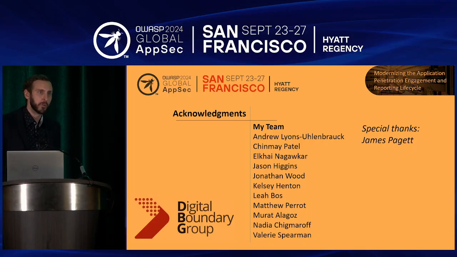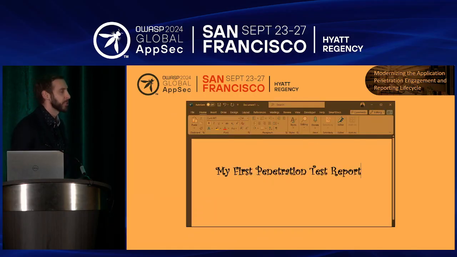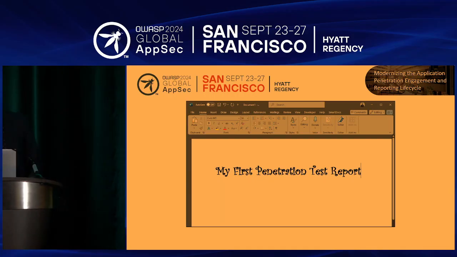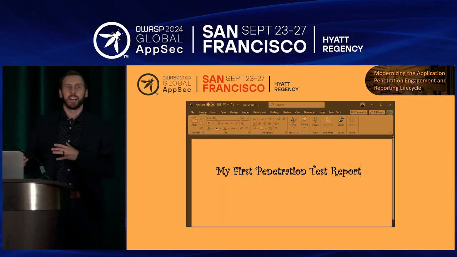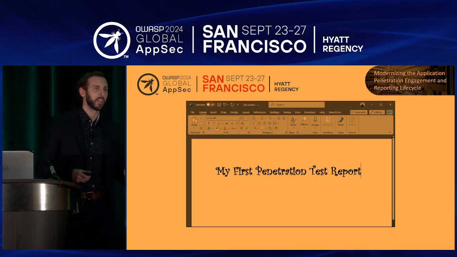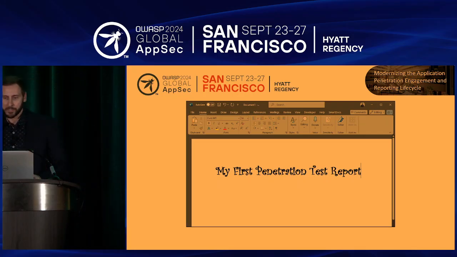So probably if you do offensive security, if you do penetration testing, you're not starting fresh, right? You don't just open up a blank Word document and write my first penetration test report and get started. And that was the case for me because when I first started with Digital Boundary Group, they had existing reporting tooling and processes in place.